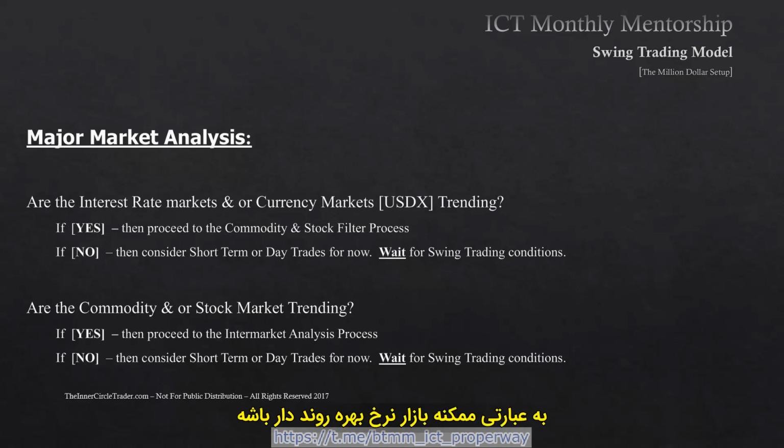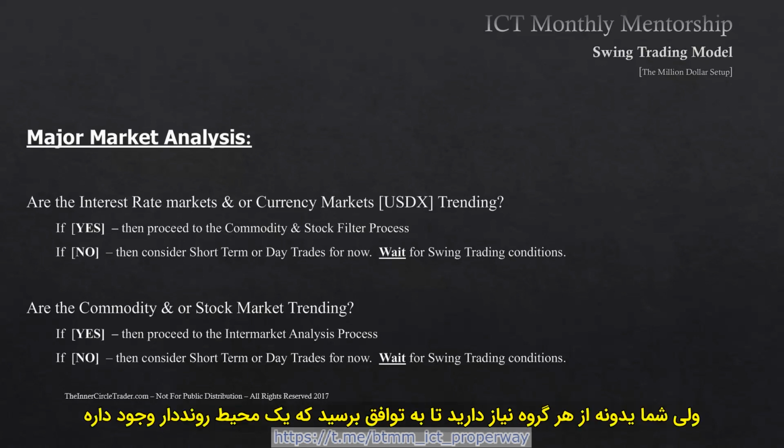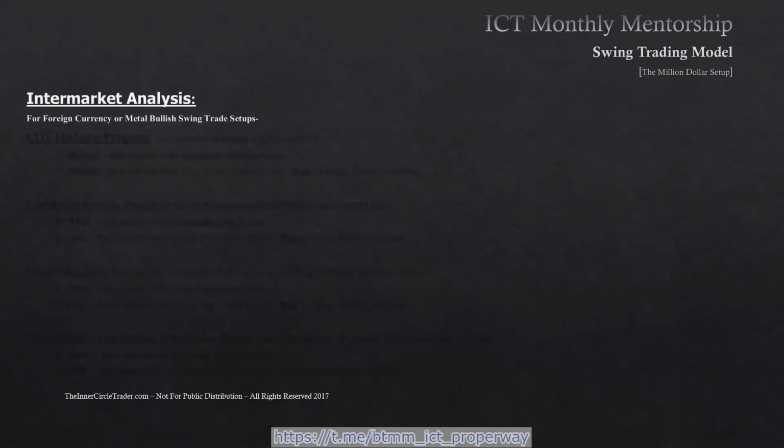In other words, it can be the interest rates market is trending and the stock market's trending, or it could be commodities and interest rates are trending, or it could be currencies and commodities are trending. But you need one from each group to agree that there's a trending environment. Okay, the intermarket analysis phase. This is for foreign currency or metal bullish swing trade setups.